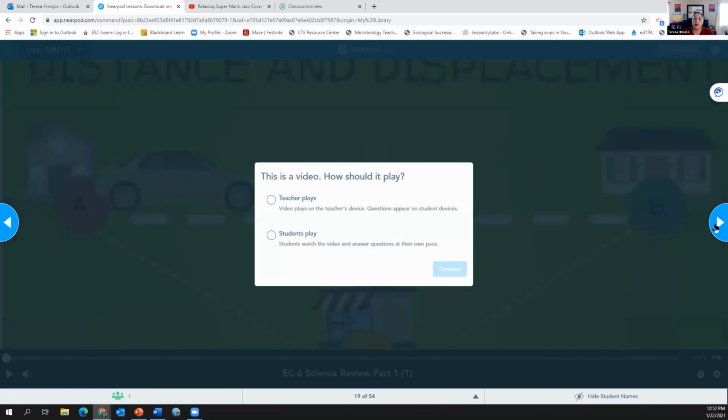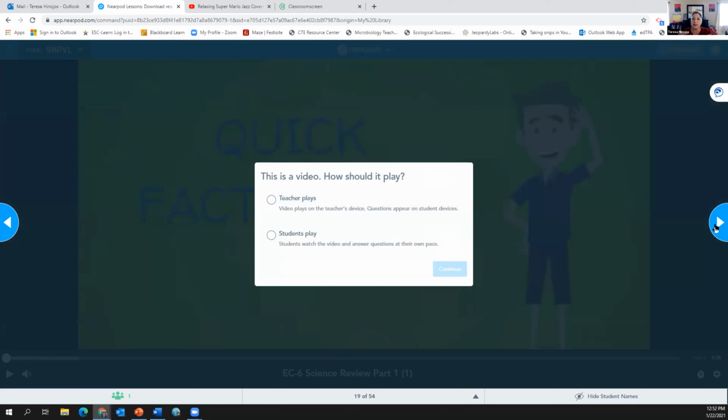Okay, and so this Nearpod, I'm going to give you the code for the self-paced Nearpod. So what you can do later is come back, and I put little mini video clips in there so that you can play them and it gives you some more information. Because obviously there's a lot of content, so I'm not going to be able to cover everything.